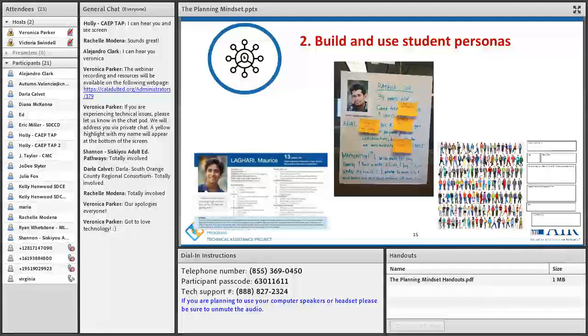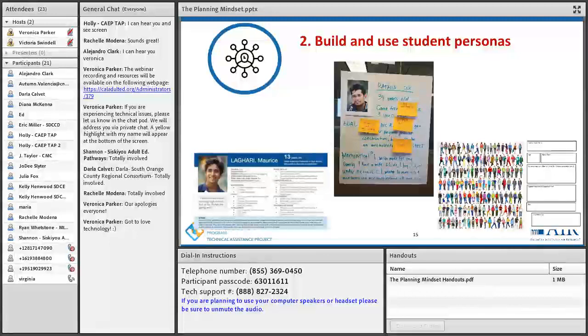If you go to the next slide, the next strategy that I've seen work really, really well is to build and use what we call personas. Personas or archetypes. You can't tailor your plan or your strategies for every single student who comes in. They're all different. But they do share some characteristics.